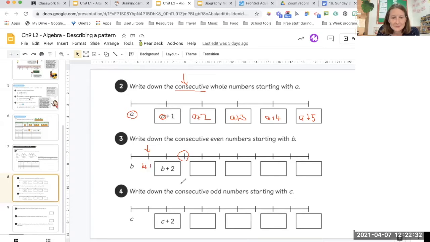Write down the consecutive even numbers starting with B. So I have to put even numbers. It's just for the even numbers, which is every second number, isn't it? So after B plus 2, you would have another B plus another 2. So B plus what? 4.